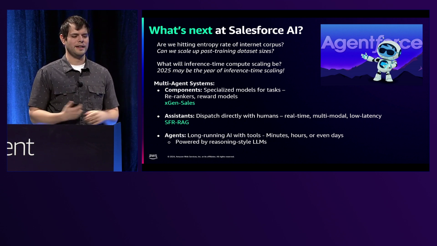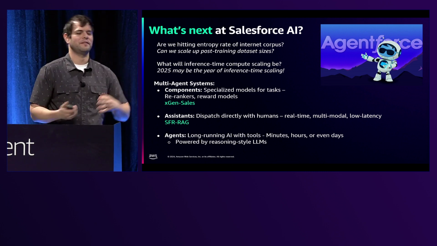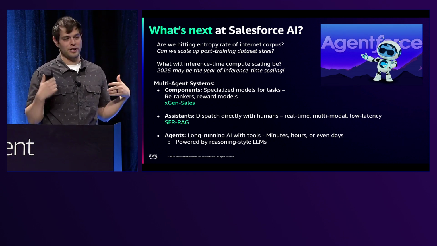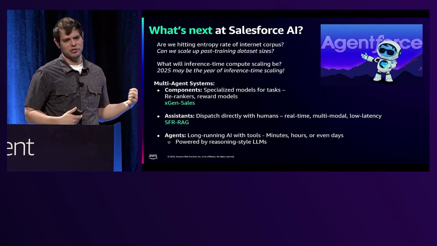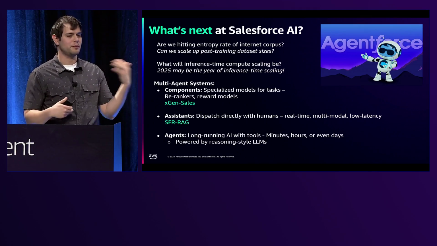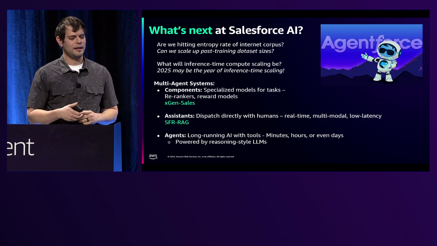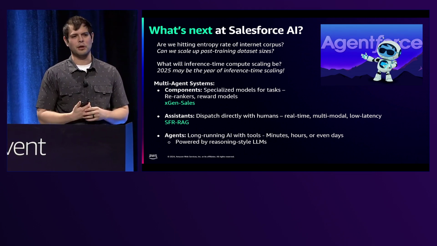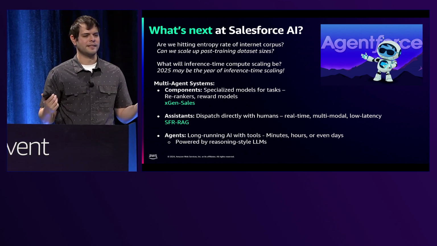So are we hitting the entropy rate of the internet corpus? That's kind of a fancy way of saying pre-training is very large and scaled up, and in terms of tokens, you're training on trillions of tokens. Post-training, on the other hand, is what happens after you pre-train, and that is what takes you from a base model to an instruct or chat model, and then from an instruct or chat model to a domain-specific model. In post-training, generally speaking, the amount of tokens you train on might be in the billions. And so will that scale up?